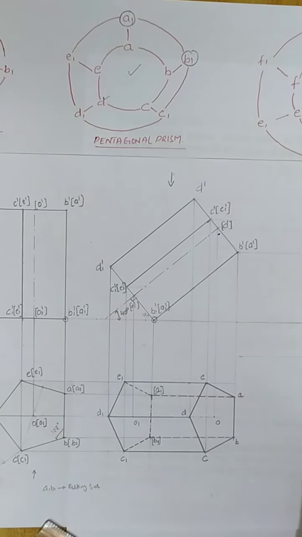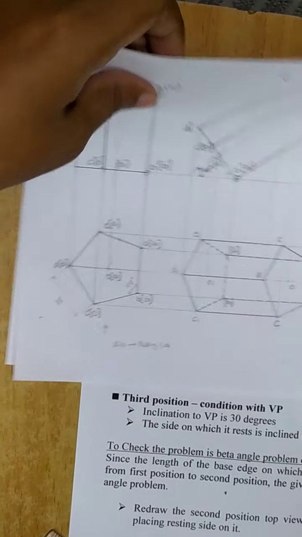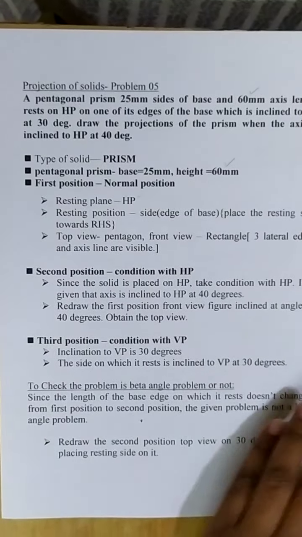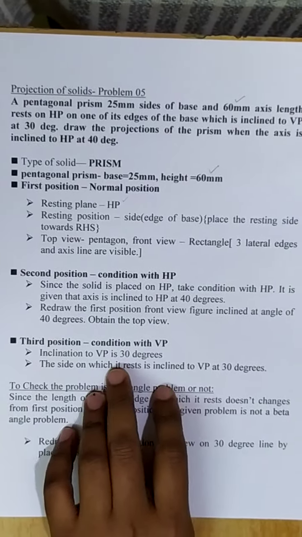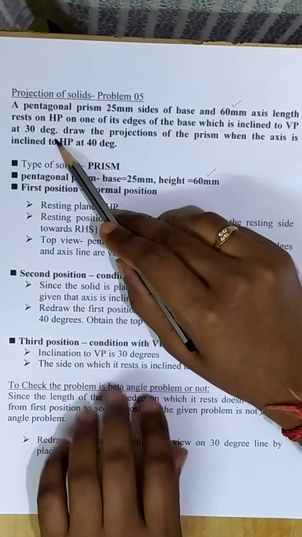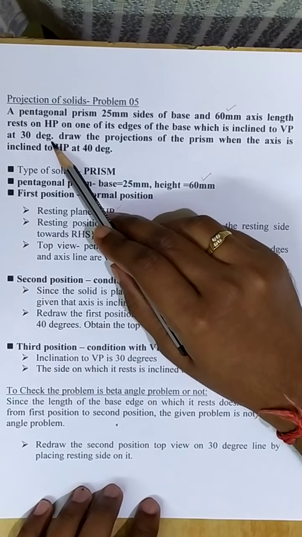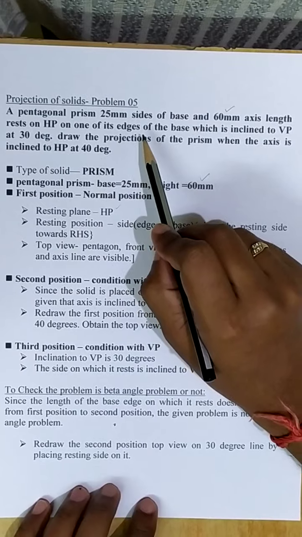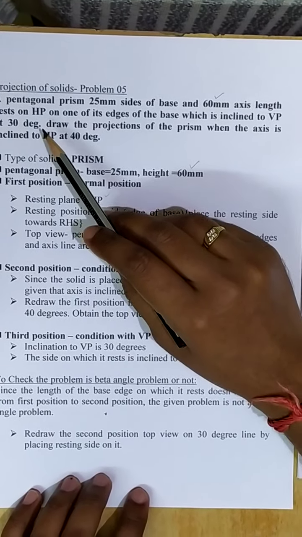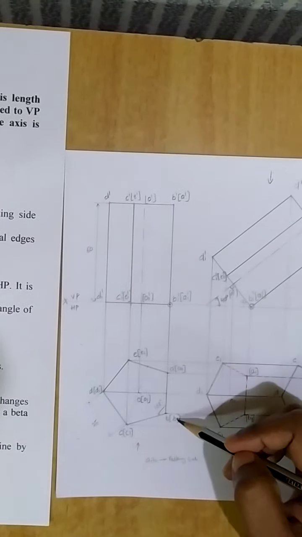Now I need to go with the inclination with respect to VP. The third position I need to consider. So what is my third position? If you go through this question, I have it as a condition with respect to VP. And what is the angle of inclination? The angle of inclination is 30 degrees. So in this case, we need to see what is inclined to VP at an angle of 30 degrees. In this question, he is telling that one of the edges of the base is inclined to VP at 30 degrees. Which is that edge of the base that we need to consider? A1 B1.